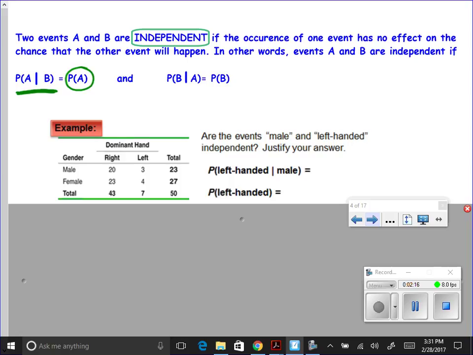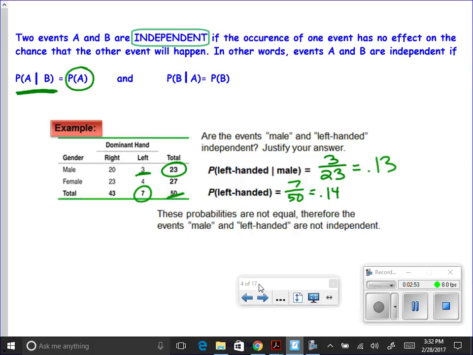I'm going to use this example to show you. The probability of being left-handed given that you're a male. The given information is my total, so left-handed males is 3 out of 23. And then the probability of being left-handed: this time we take the total left-handed out of our total, so 7 out of 50, and that's 0.14. Since these are not equal, the events male and left-handed are not independent.